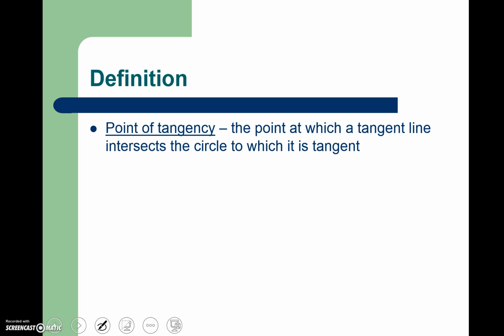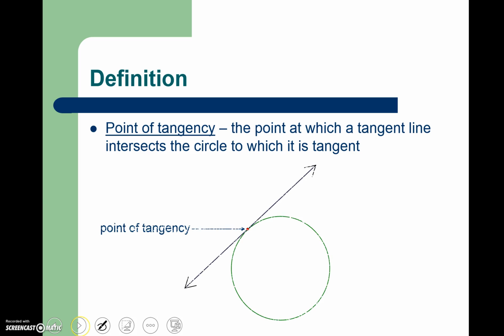Okay, the next one. I referenced this earlier before. It was called the point of tangency. And this is the point at which a tangent line intersects the circle to which it is tangent. So taking a look at a tangent line, remember it only hits one time and it's on the outside. This point where it's hitting is called our point of tangency. So it's only going to be one in these.